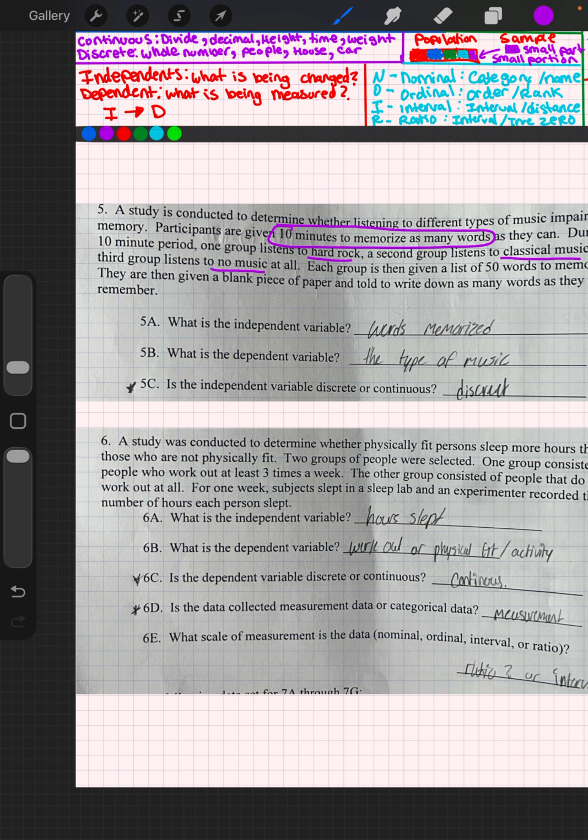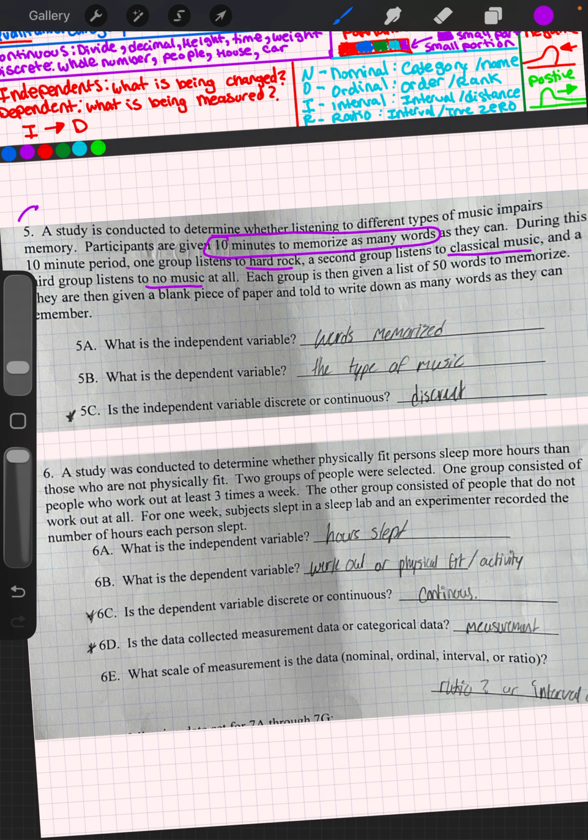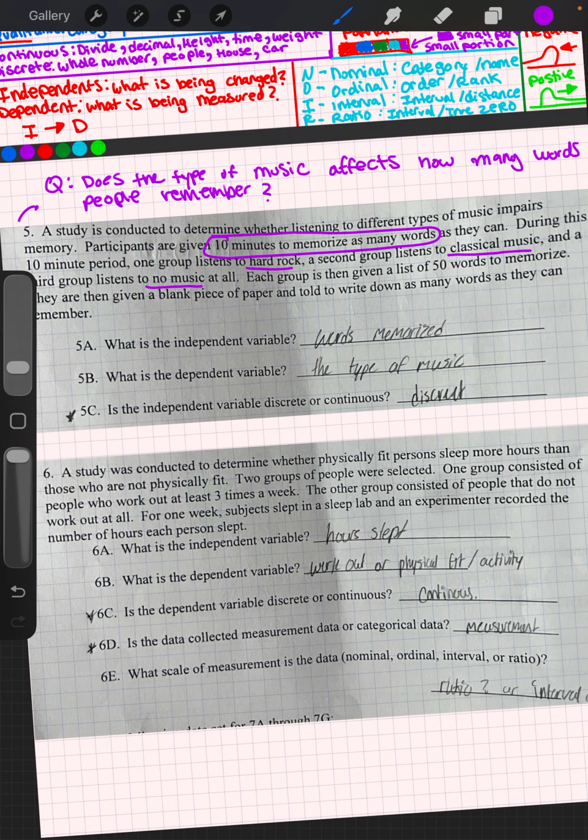Okay, so this study, the question is, does the type of music affect how many words people remember?